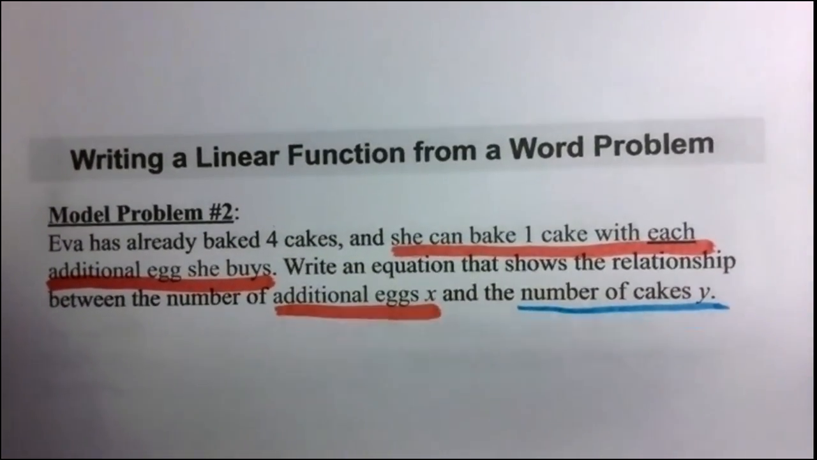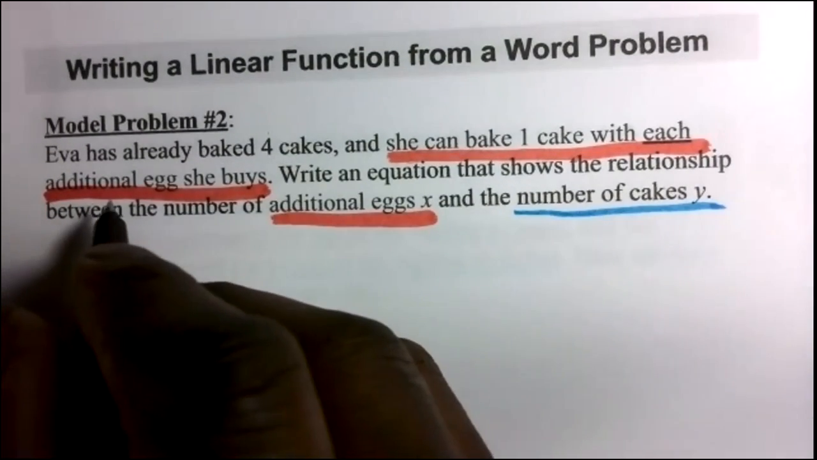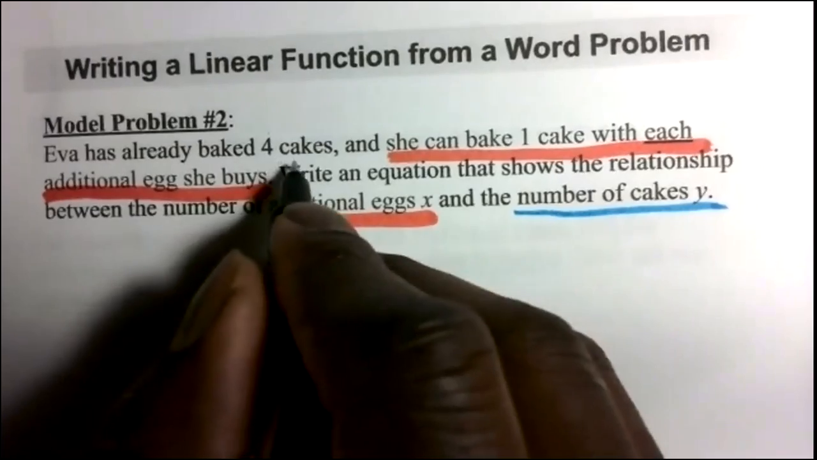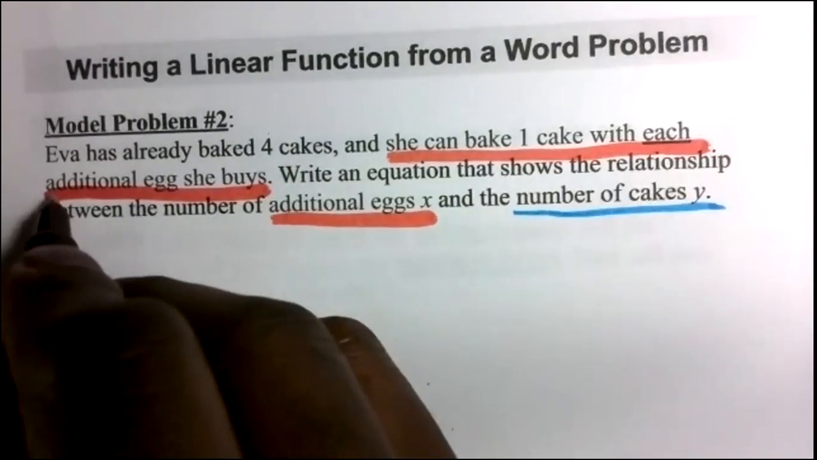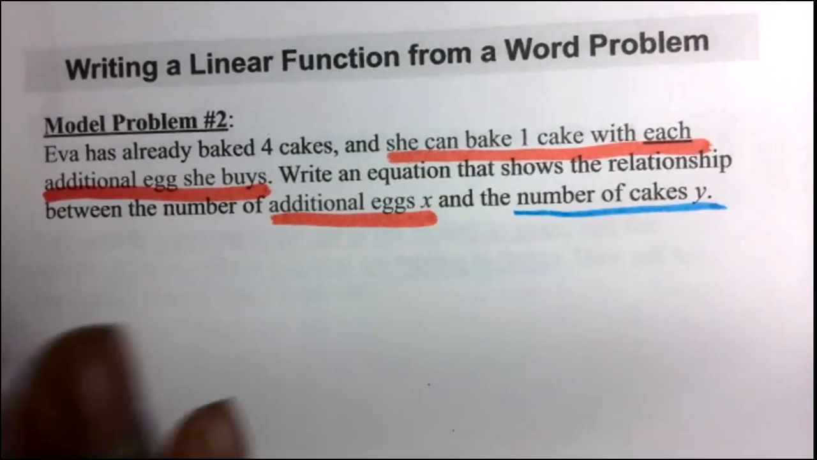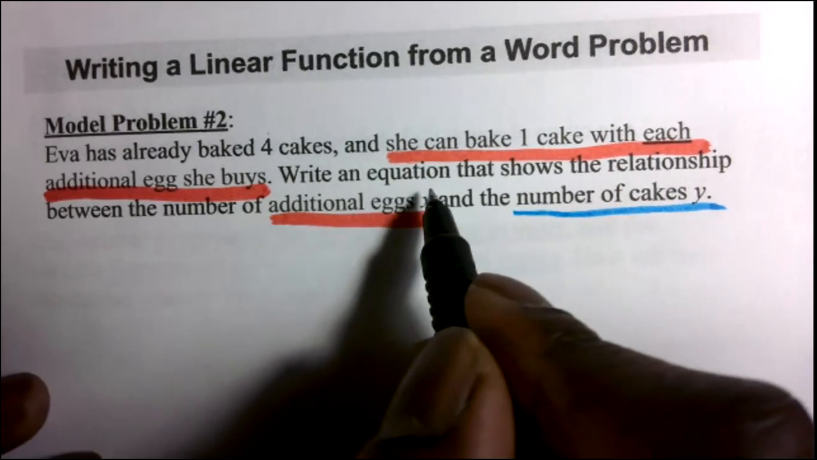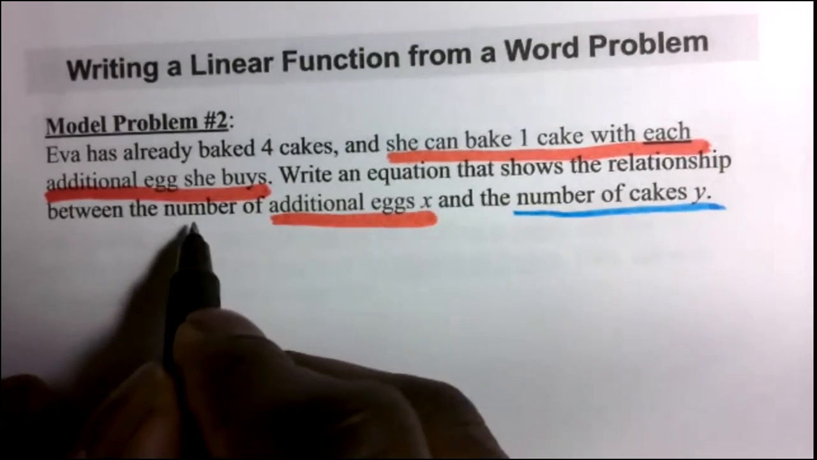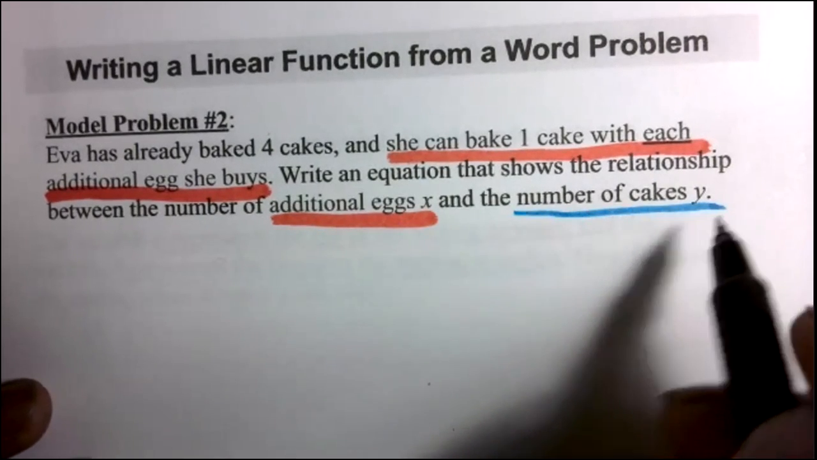Example 2. All right. So example 2 here says Eva has already baked 4 cakes and she can bake 1 cake with each additional egg she buys. All right, so she's already made 4, and for every additional egg she buys, she can make an extra one. Write the equation that shows the relation between the number of additional eggs, X, and the number of cakes, Y.